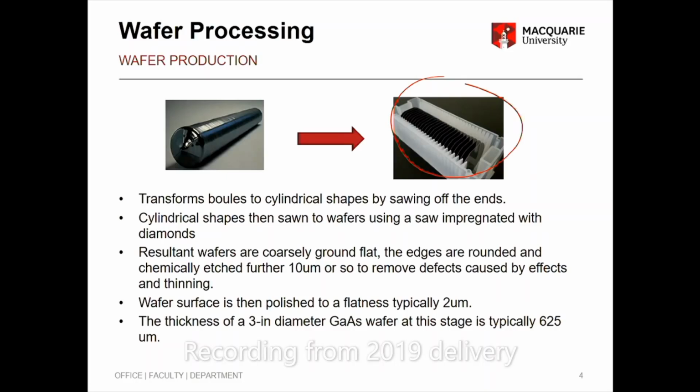Now, so the ingot is molded to shape by sawing off the ends, and then the cylindrical shapes are sawn into wafers using a saw impregnated with diamonds. Now, once you cut it with a saw, you will have a coarse surface, right? So you need to make it smoother. So they do some chemical etching. And then once you do that, you get a decent surface that you can grow other layers on. So this is just a substrate, just a GaAs substrate, that's it. Right? It's a semiconductor only. So that's the second step, wafer production.